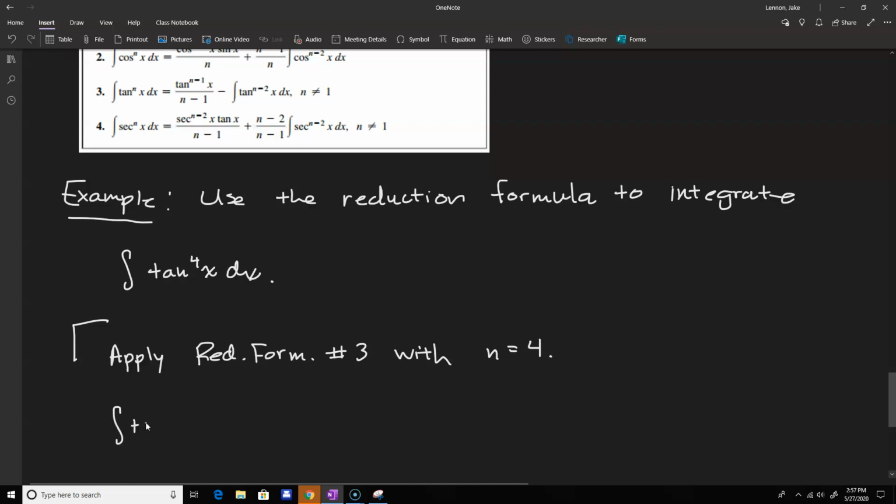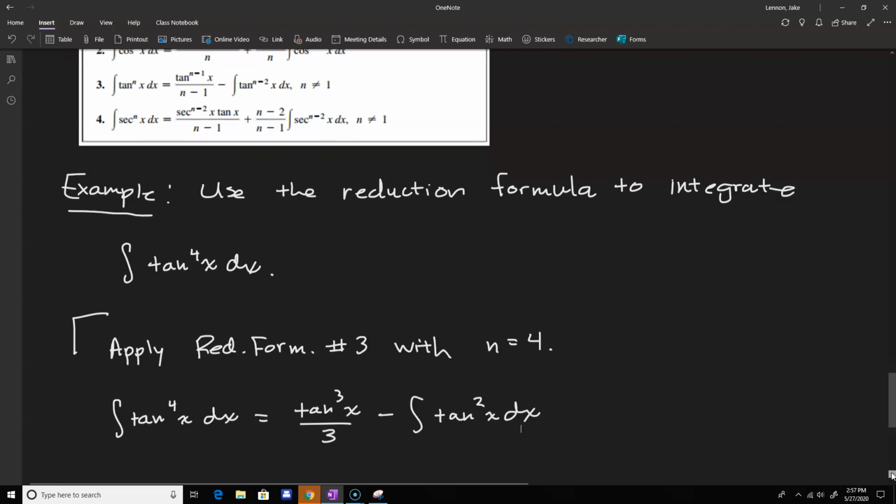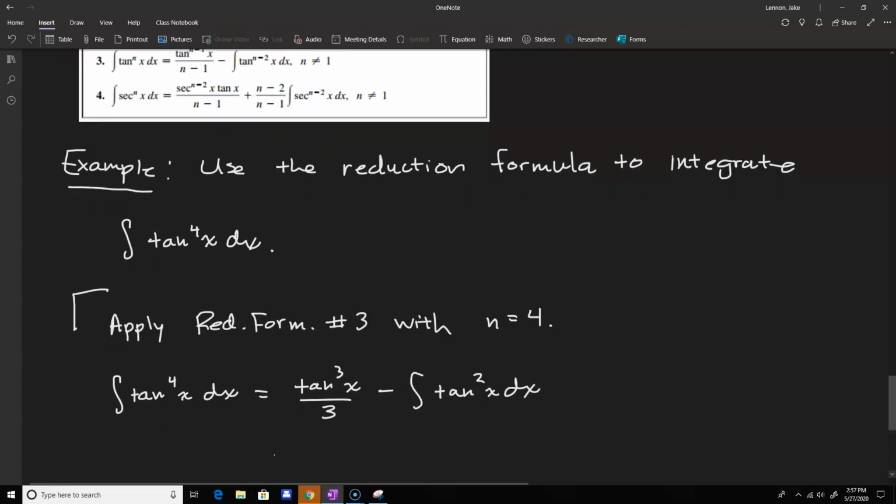So our integral of tangent to the fourth of x dx becomes what? Well, in front we're going to have tangent cubed x over 3 minus the integral of tangent squared x dx. And then we can go ahead and apply the formula again to the remaining integral. So if we apply the formula again, tangent cubed x over 3, now n is equal to 2, so what comes out?